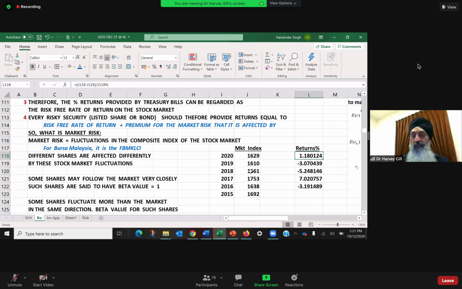Yeah. And maybe I can just put it to 2 decimal places, so that it looks neat and nice. So this is how I work out my required returns.